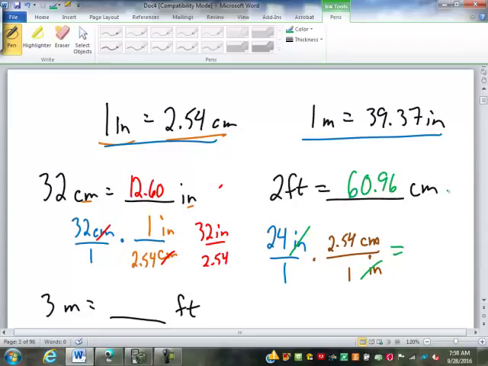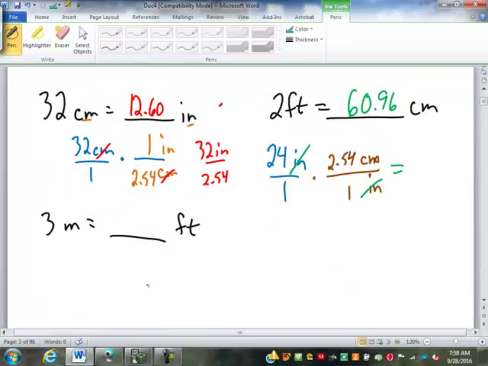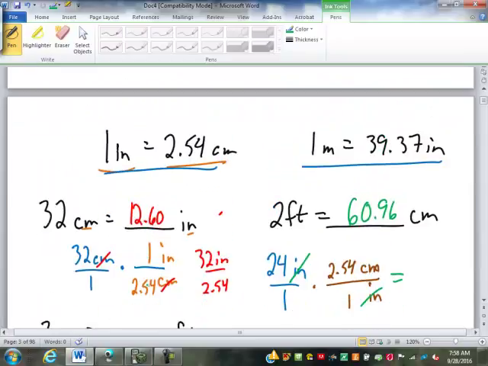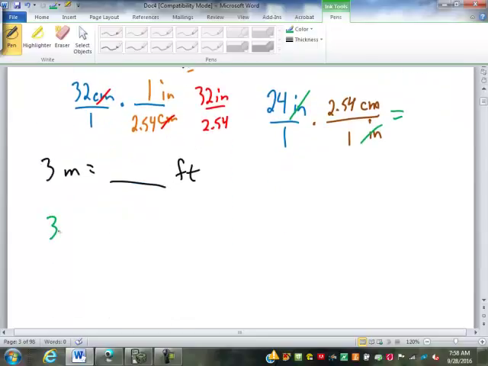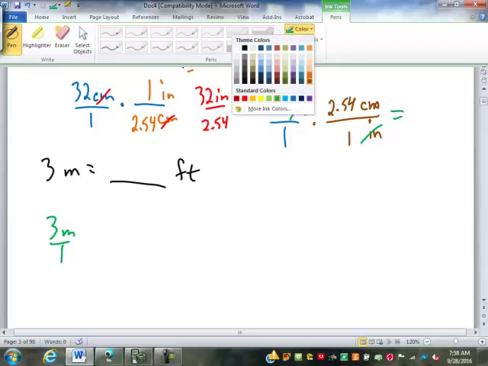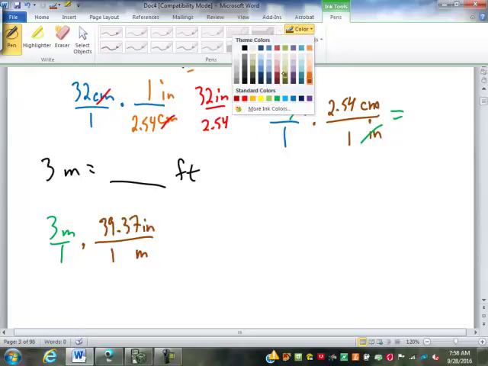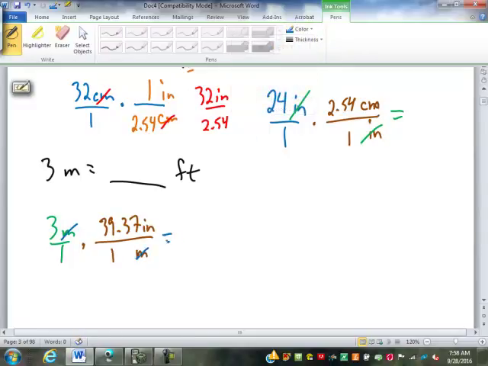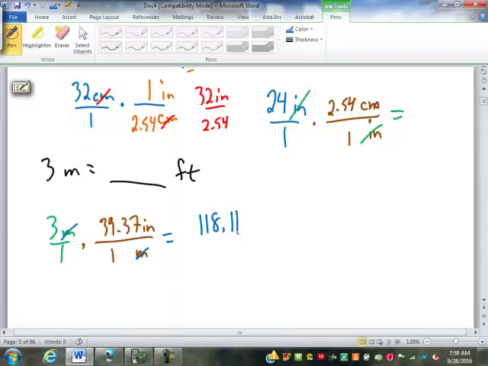Any questions? Okay. Bottom one now. 3 meters into feet. Again, we don't have meters to feet. We have meters to inches. So let's convert meters to inches. Do 3 meters over 1. 1 meter is 39.37 inches. So the meters cross cancel. 3 times 39.37 equals 118.11 inches.